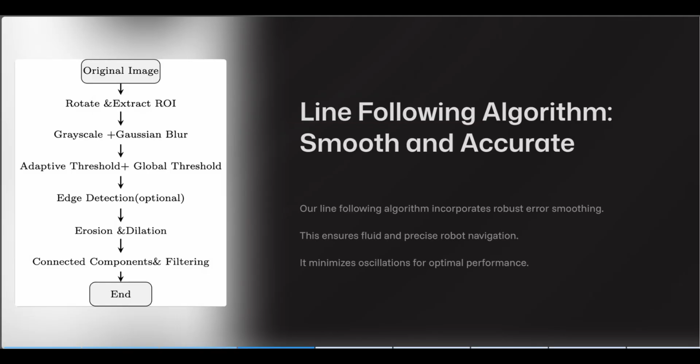To keep the robot centered, we filter the error signal with a median window and tune the derivative term to tame oscillations. Here we can see a diagram: first we have an original image that we rotated 180 degrees, and then we extract the region of interest. We pass this image to grayscale and Gaussian blur for better processing, and then we have a global threshold.